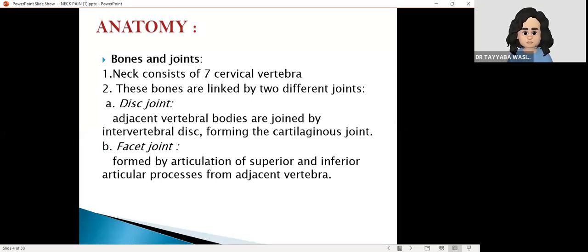And all these vertebrae are joined by two specific joints, that is the disc joint and the facet joint. The disc joint is formed between the vertebral bodies by the intervertebral disc, and it is basically a cartilaginous joint. The next joint is the facet joint, which is formed by the superior and inferior articular processes of two adjacent vertebrae.